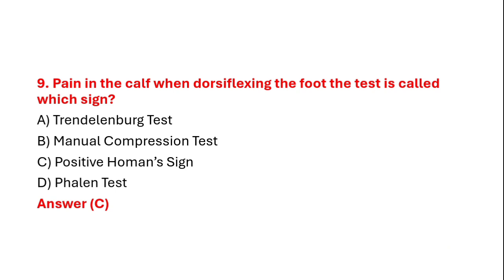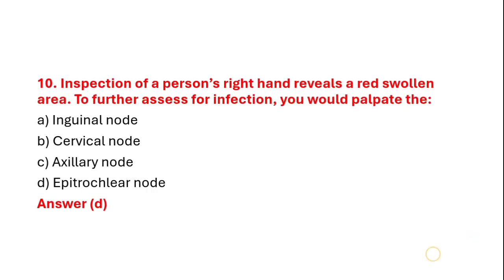Question number 9, pain in the calf when dorsiflexing the foot. The test is called which sign? Option A, Trendelenburg sign. Option B, manual compression test. Option C, positive Homan sign. Option D, Fallon's test. Correct answer is option C, positive Homan sign.